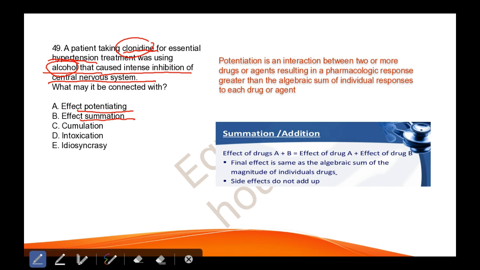But the difference between these two is when there is a summation, there is just the effect of the first drug plus the effect of the single drug, which algebraically does not increase. It just gives the sum of both effects. But in potentiation, we get a higher effect than even these drugs used singularly. It means if we use clonidine plus alcohol, we're getting more than the algebraic sum.